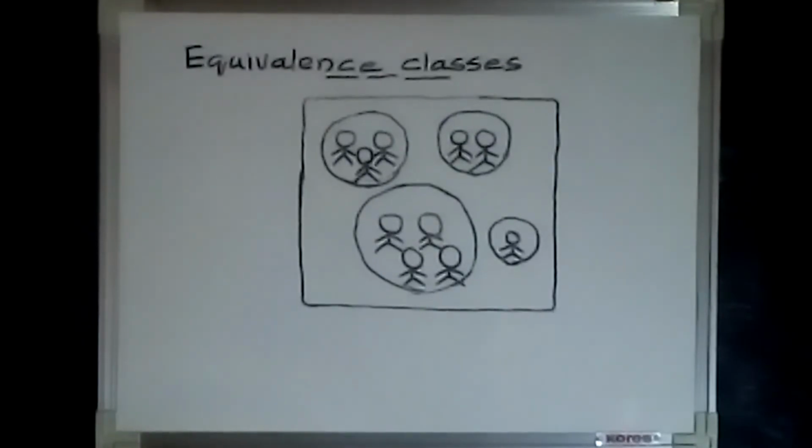Now we are discussing the most important property of an equivalence relation. An equivalence relation partitions or subdivides the given set into mutually disjoint equivalence classes.